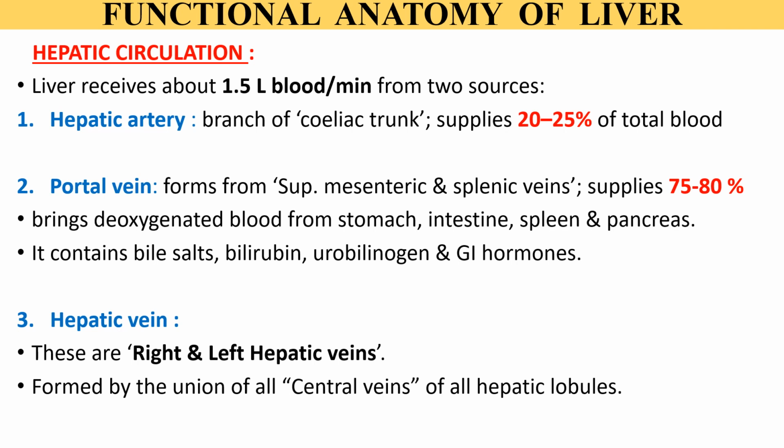Hepatic circulation means the blood supply to the liver. Liver is supplied by two structures, namely the portal vein and the hepatic artery. The portal vein provides around 75 to 80% of the deoxygenated blood that comes from the stomach, intestine, spleen and pancreas, whereas the hepatic artery supplies around 20 to 25% of blood. The liver receives about 1.5 liter blood per minute from the above two sources.